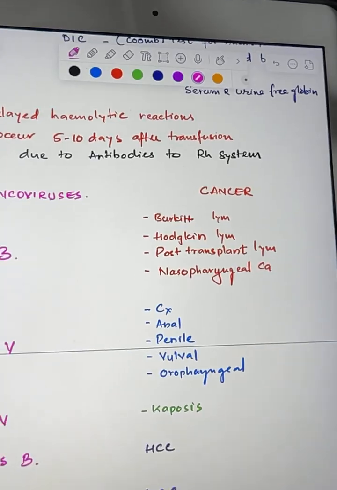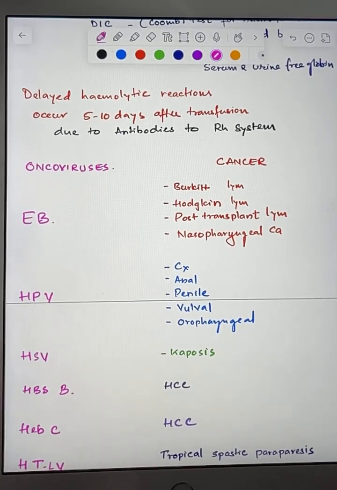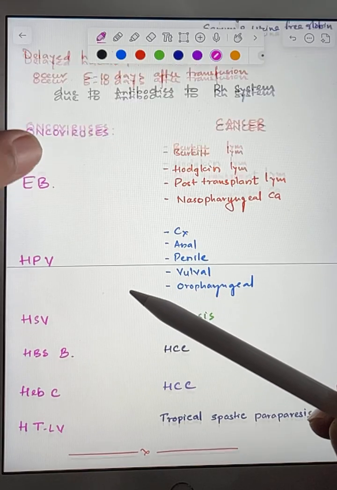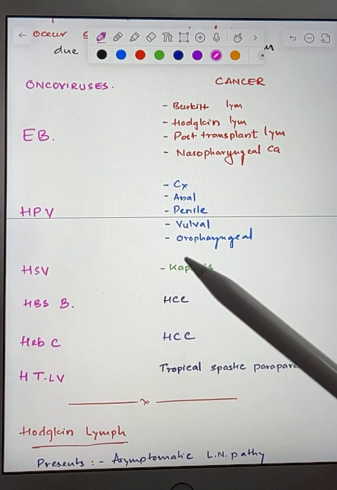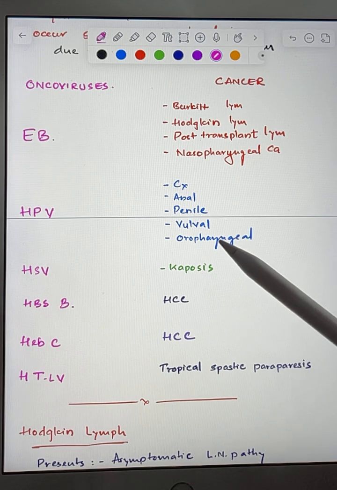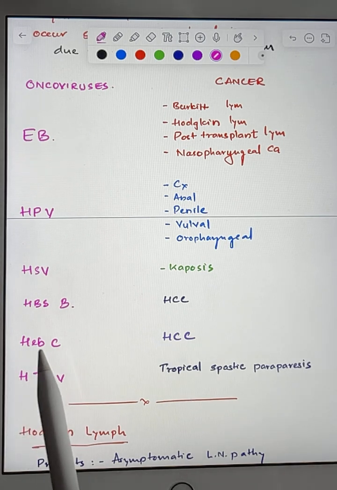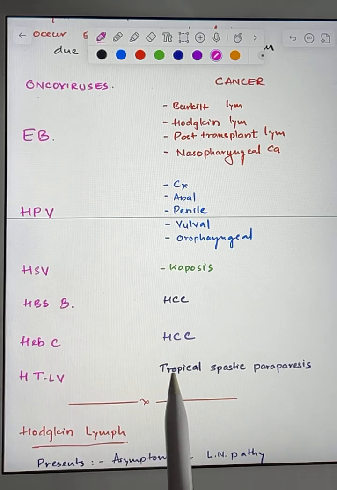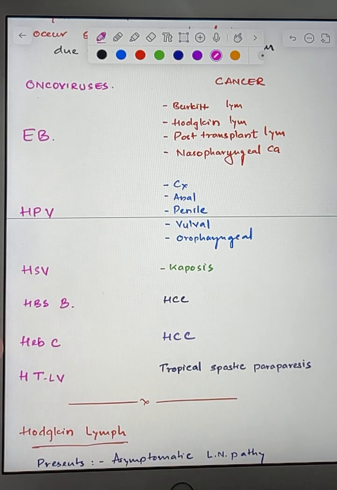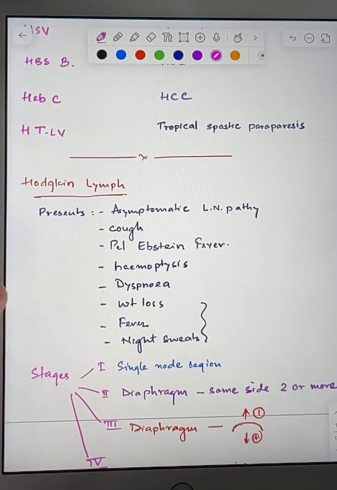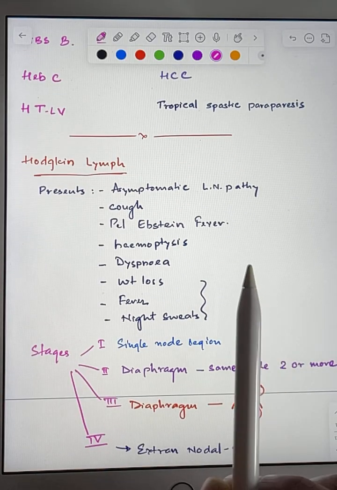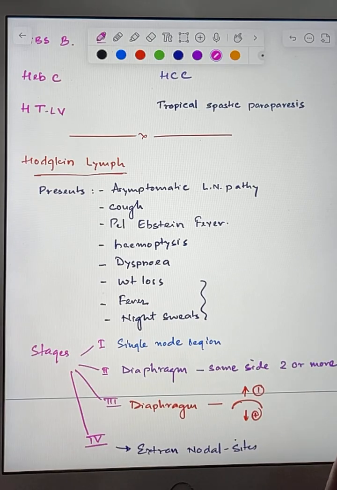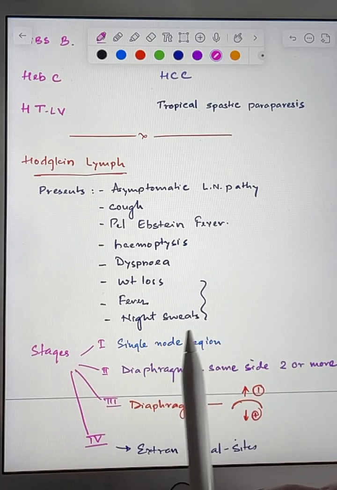Now here again are the viruses regarding oncoviruses: Epstein-Barr virus, Burkitt lymphoma; human papillomavirus, cervix, anal, penile, vulval, oropharyngeal; herpes simplex, Kaposi sarcoma; hepatitis B, hepatocellular carcinoma; hepatitis C, hepatocellular carcinoma. Hodgkin's lymphoma presents with asymptomatic lymphadenopathy, cough, fever. These are the symptoms: weight loss, fever, night sweats.